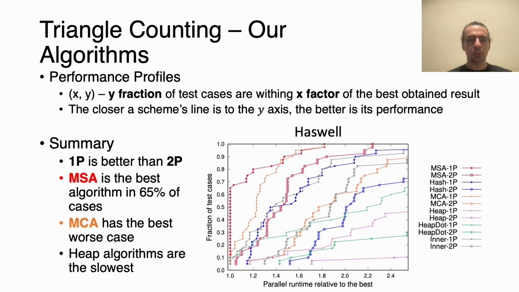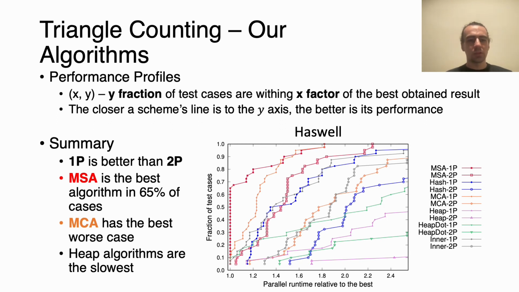I will now show you the results for triangle counting, and to show you the results I will use performance profiles. A point (x, y) represents the fraction of test cases that are within a factor x of the best obtained result. For example, for this point here, it means that MSA 1p is in 80% of cases within a factor of 1.2x. And this point here tells us that MSA is the best algorithm, within a 1.x factor, for 65% of the test cases.